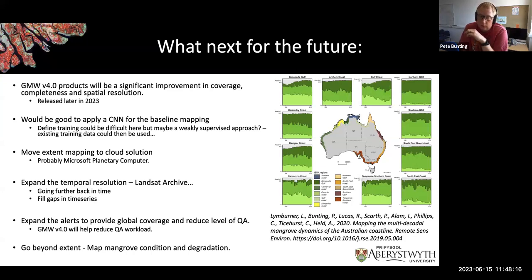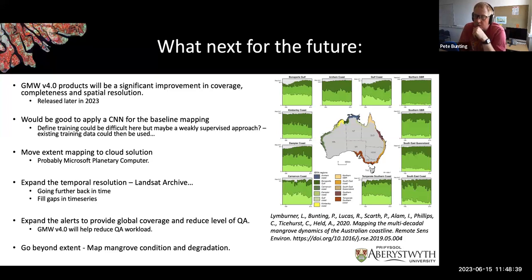We'd like to expand the temporal resolution and fill some of the time gaps using the Landsat archive of the changes going back in time. Ideally, it'd be nice to get back to 1990 in that way. The other side of it is to go beyond just mapping extent of mangroves, and also try to look at condition.